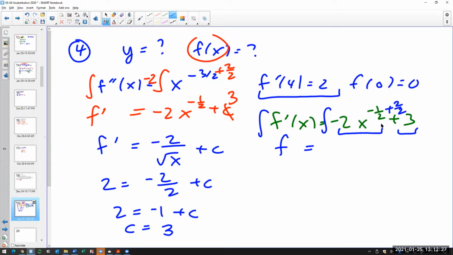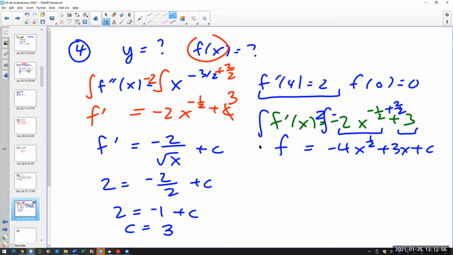1/2. Okay, Ryan, are you with us? It doesn't hurt to review, Ryan. So negative 1/2 plus 2 over 2 is 1/2. If you divide by 1/2, what are you really doing? Multiplying by 2. So I'm going to multiply this times 2. What's negative 2 times 2? Negative 4 x to the 1/2 plus, what's the integral of 3? 3x, and don't forget Charlie.